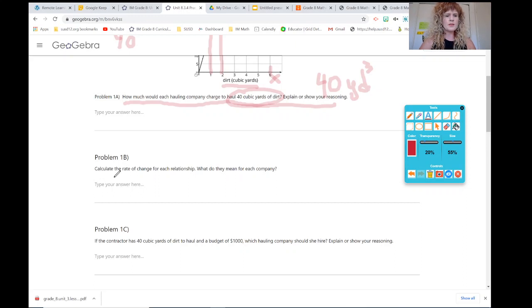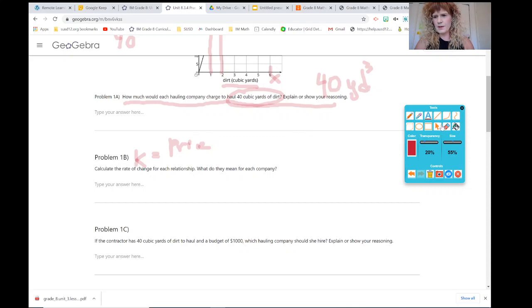Okay, problem number 2. Calculate the rate of change for each relationship. What do they mean for each company? I've already calculated that for you. The rate of change is your constant of proportionality. And in this problem, that is the price.